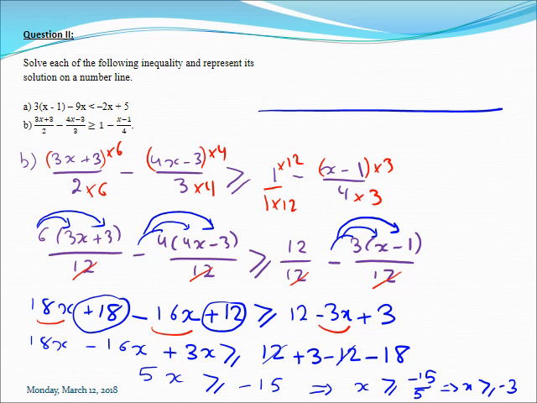Represent its solution on number line. Minus 3, greater than minus 3, that is, and or equal, greater than or equal. So here line.